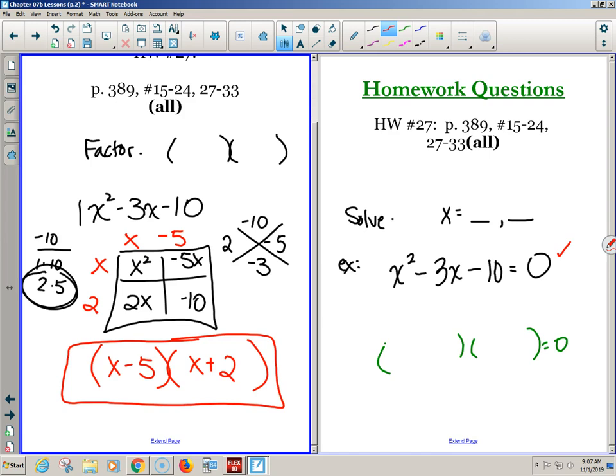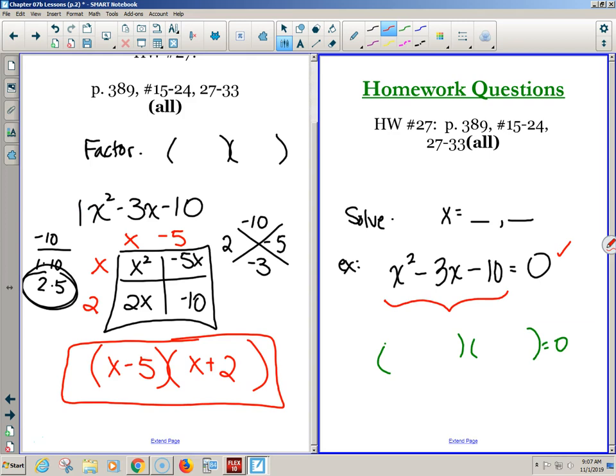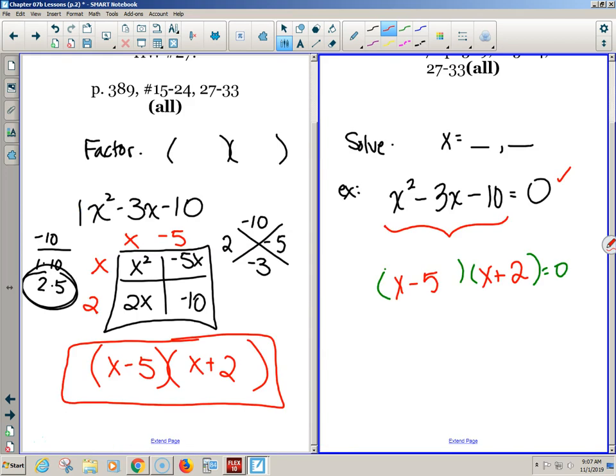So guys, now that we know the factors, what can I put in the parentheses over here for this polynomial? What do I have to keep doing? How do I keep going? Equal all of them to 0. All of them equal to 0.